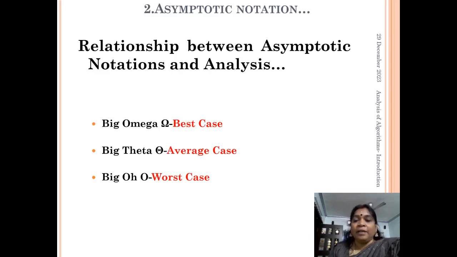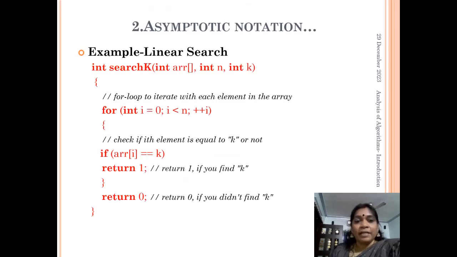Next, let us see one example here. I have taken linear search as an example. In this searching algorithm, we are finding whether the element k is present or not. If the element k is present in the array, it will return 1, otherwise 0. Next, we will move on to the analysis of this algorithm.